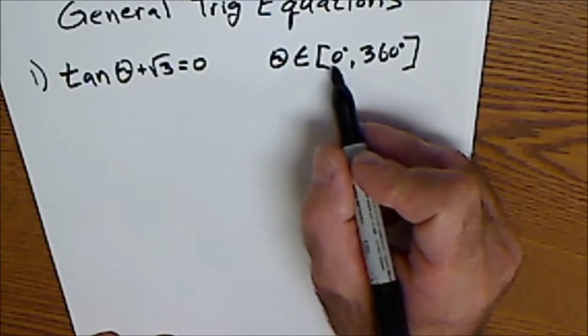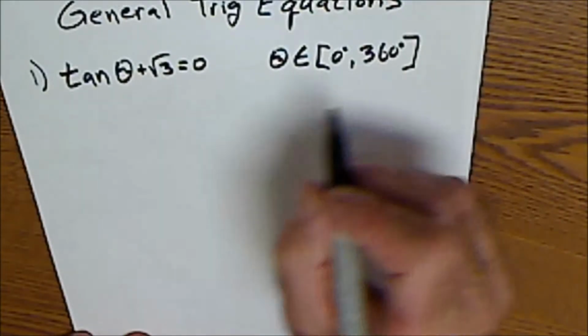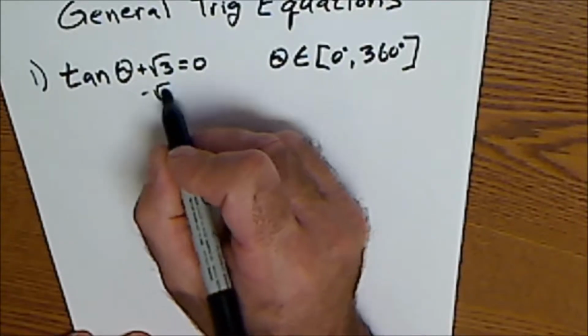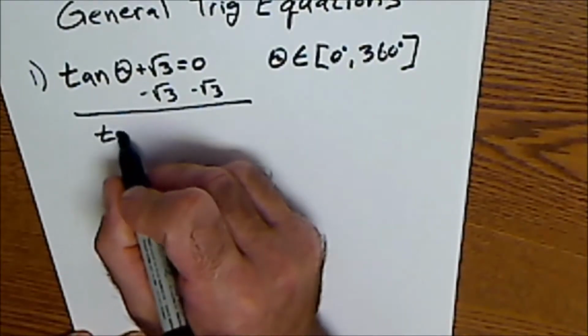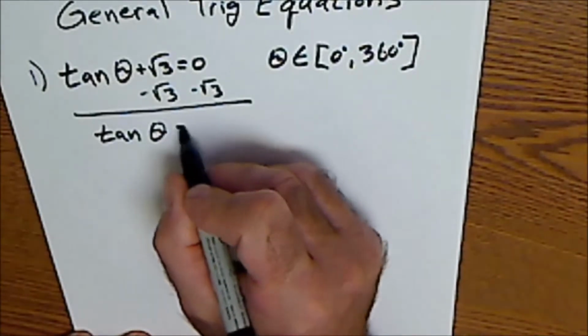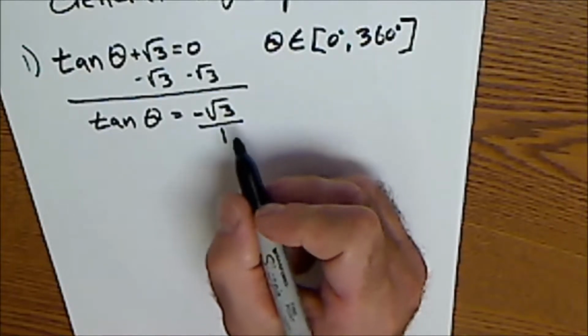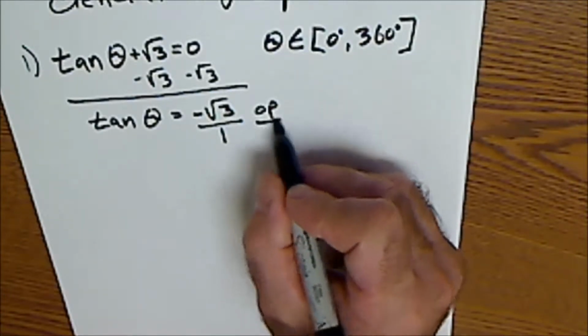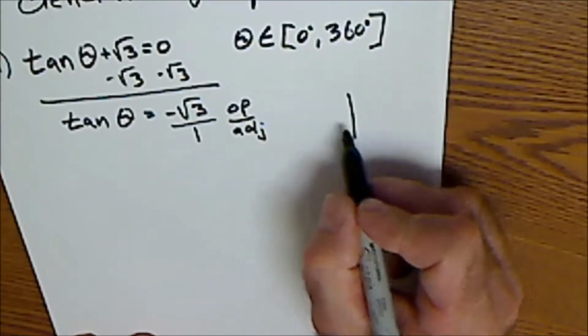Square bracket means inclusive of 0. Round bracket means non-inclusive. First thing I do here is I isolate my variable. So I'm going to subtract root 3 from both sides. Tan of theta is equal to negative root 3. That has to be a fraction, so it's over 1, where this is an opposite leg, this is an adjacent leg.